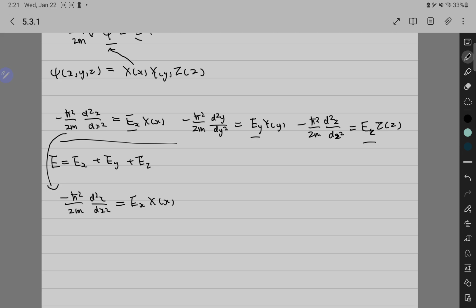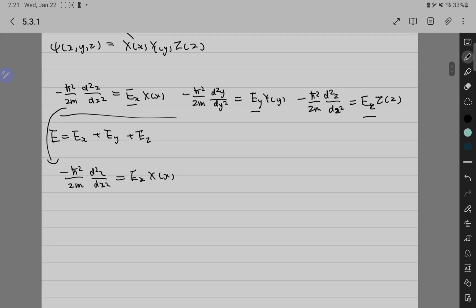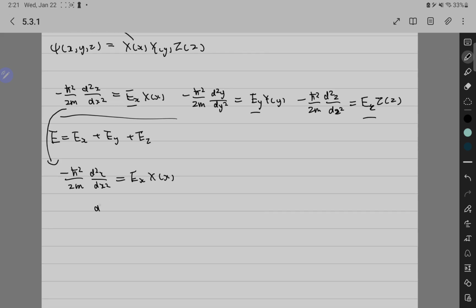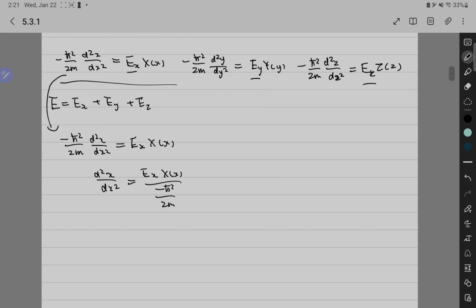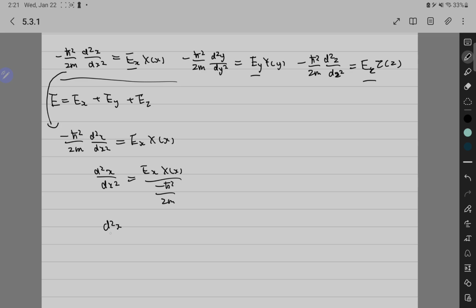So what we're gonna do here is rearrange the equation. Let's move this negative h squared over 2m to the other side. So d squared X dx squared is equal to Ex X over negative h squared over 2m. We're just doing some algebra here. This is going to give us negative 2m Ex over h squared times X. This is what we have here.